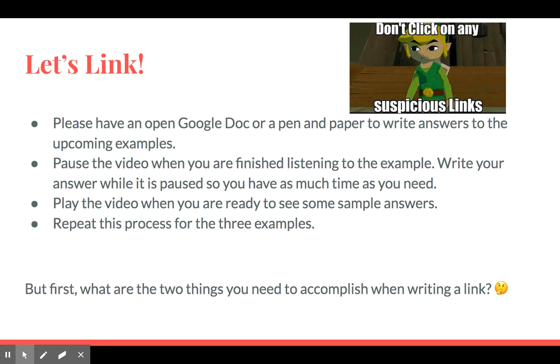Remember that we need to get 2 things accomplished when we are writing a link. What are they? First, we need to explain what the evidence is saying, and next we need to explain how the evidence proves that the answer and the reason in the main idea are correct. Let's get started.